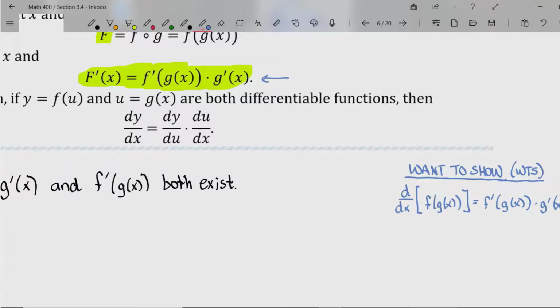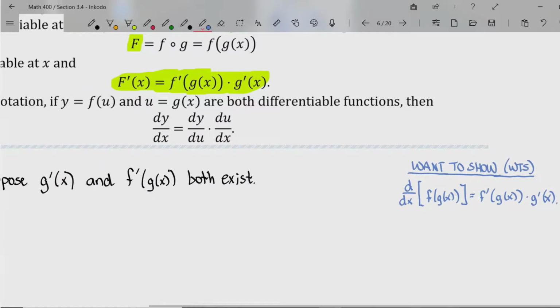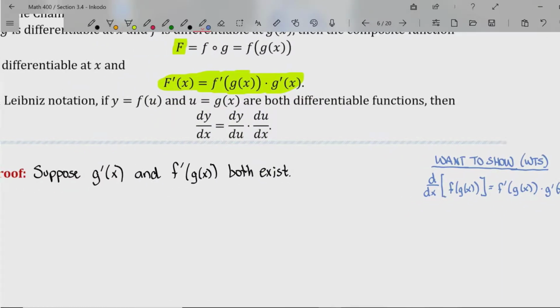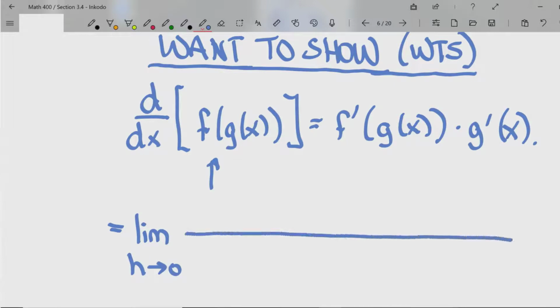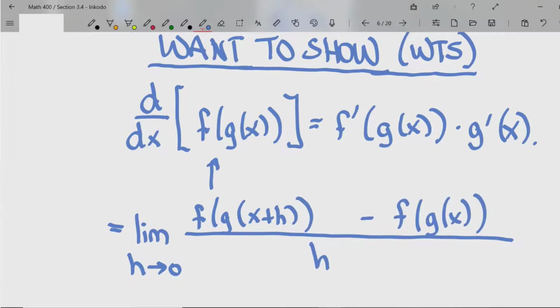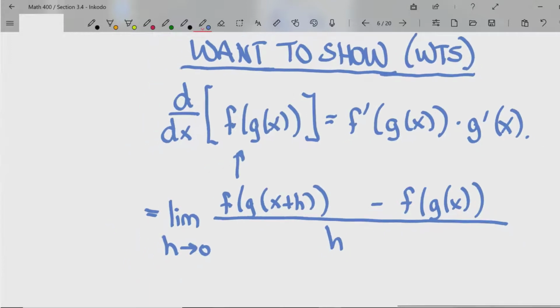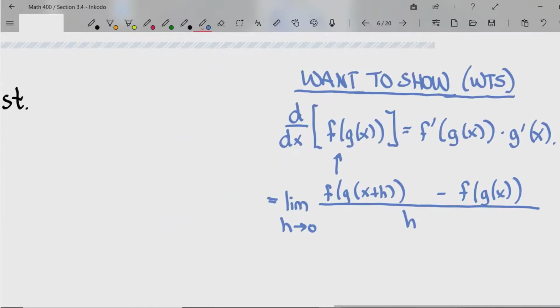Now I'm probably going to have to write that in terms of limit notation, so I'm just going to note here that this derivative is equal to the limit as h goes to 0. We know the limit definition, I'm just writing it in here. f of g of x plus h minus f of g of x all over h. So we know that that's what that definition of the derivative is.